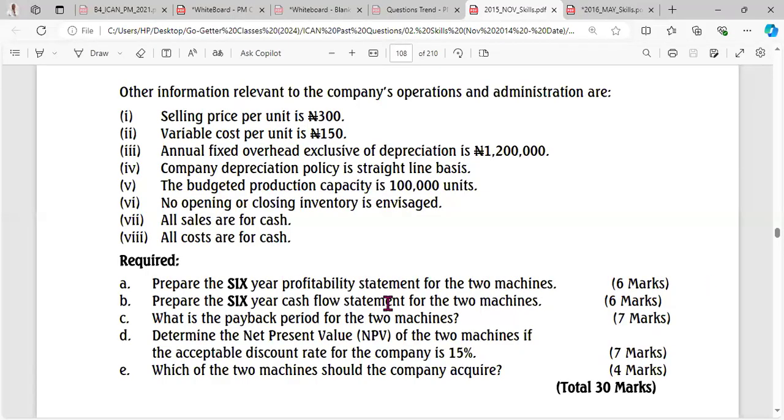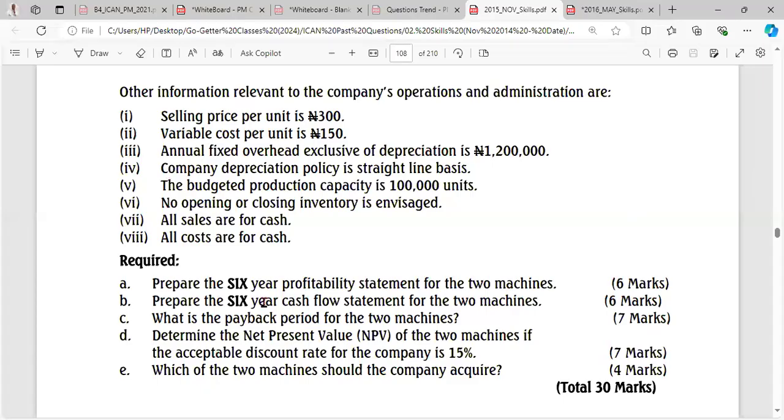Now, if you are preparing cash flow statement, you can decide to shorten it. After getting your profitability statement, you remove depreciation here. You add back that depreciation you removed. It turns to a cash flow statement. When you add back the depreciation, it becomes cash flow statement. Or you can decide to do it from the beginning, but you will not remove depreciation anymore.